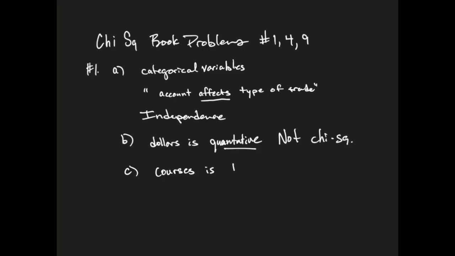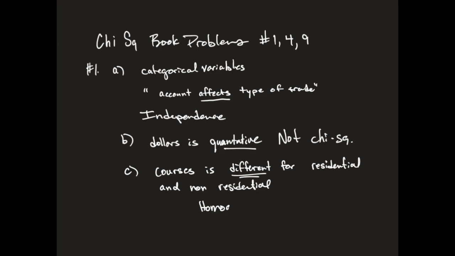Number 3, here again, if you know the words to look for, this is really just identifying the correct description. And this problem is talking about humanities, social sciences, science, and so forth. Is that different for residential and non-residential students? And so you're looking at 2 groups, and you want to know if they're the same or if they're different on a particular subject, what kind of courses they take. Obviously, that's key for homogeneity.